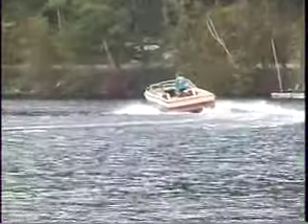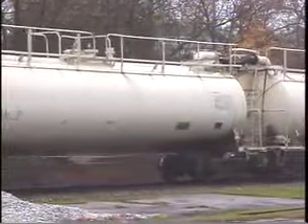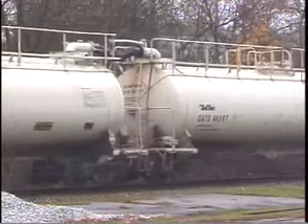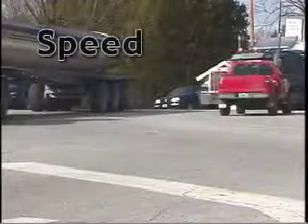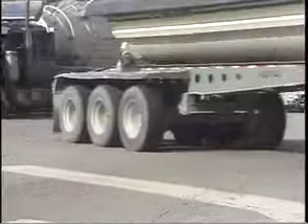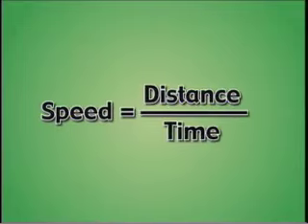This powerboat is moving much faster than these train cars. How do you measure how fast something is going? Speed is a measure of the amount of distance covered per unit of time. Put another way, speed equals distance divided by time.